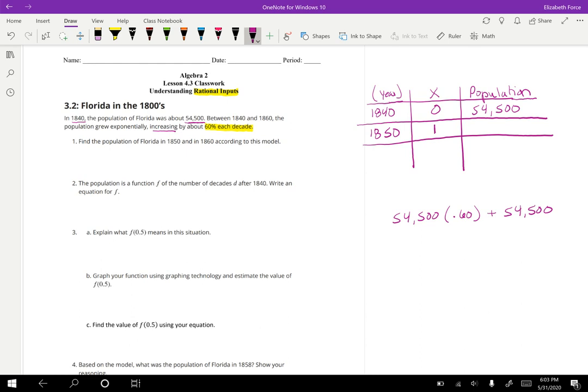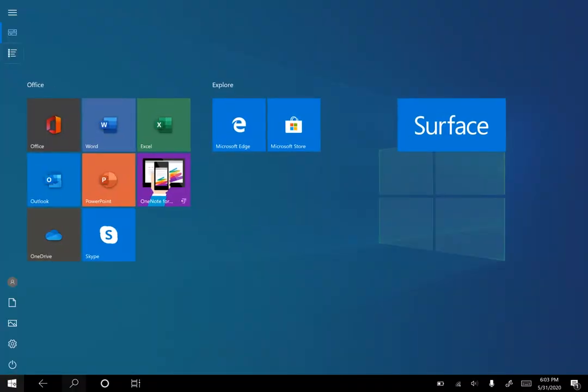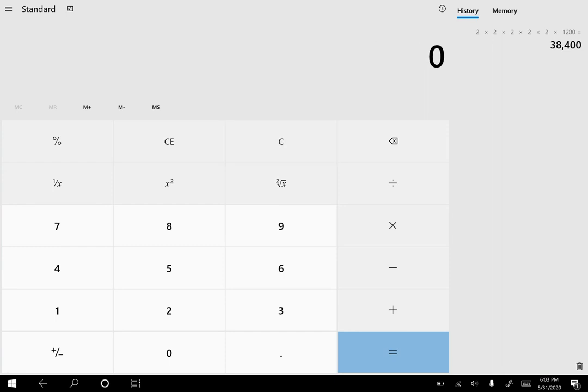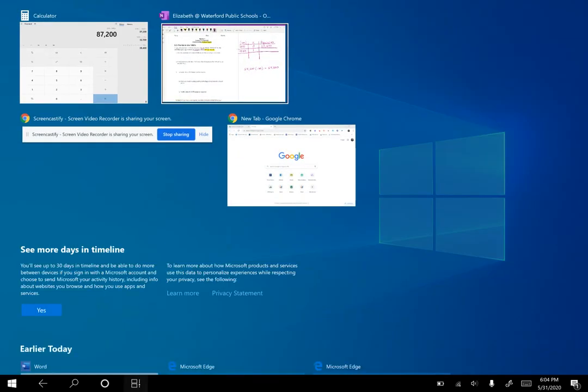So let's take a minute and let's bring up a calculator. If you don't have a graphing calculator at home, you can do this with your cell phone calculator, or Desmos actually has a calculator for us that we could use too, but I'll just bring up a calculator real quick and see what we got. I'm going to clear this out. So we're going to do 54,500. We're going to times that by 0.6. That's 32,700, but we're going to add it to the original 54,500. So we got 87,200.